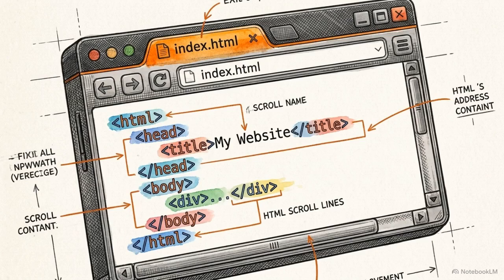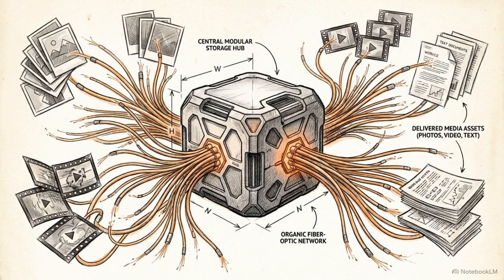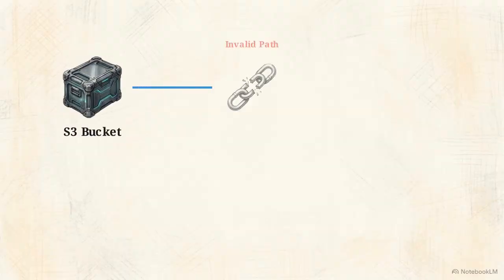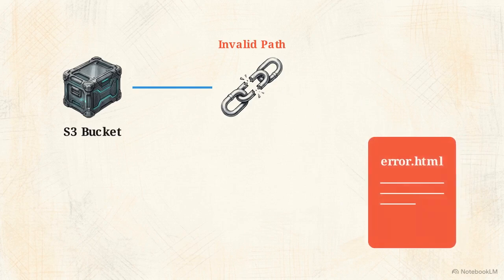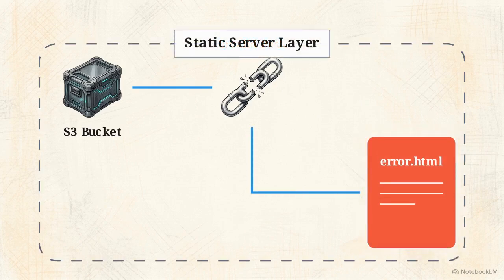S3 can natively host static websites by serving index.html as your default root page. This allows you to make HTML, CSS, and client-side media globally accessible over the internet without deploying any compute instances or load balancers. S3 inherently handles error routing for broken paths by directing invalid requests to an error.html file, providing a complete static server layer.